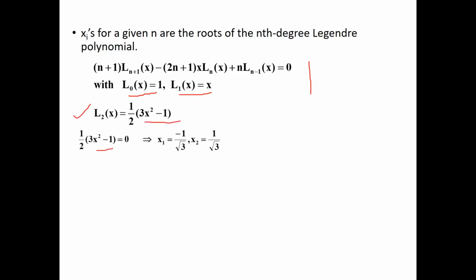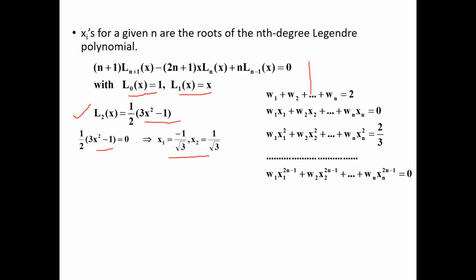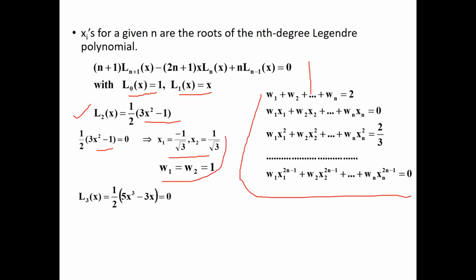So from here we get this term 0 which gives x1 x2 this one, same as we did earlier, and according to that w1 w2 is equal to 1. So we got this expression, and this is for n general one. Now for L3x we have this expression, and when we put it as 0 we take x common and we get 5x square minus 3 is equal to 0, which gives x is equal to plus minus under root 3 by 5. So तीन वैल्यूज आ गई.